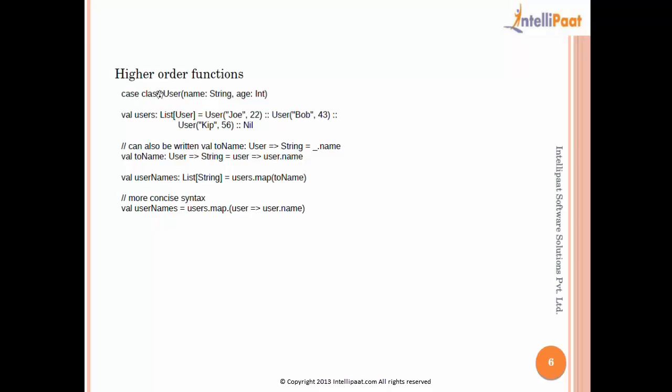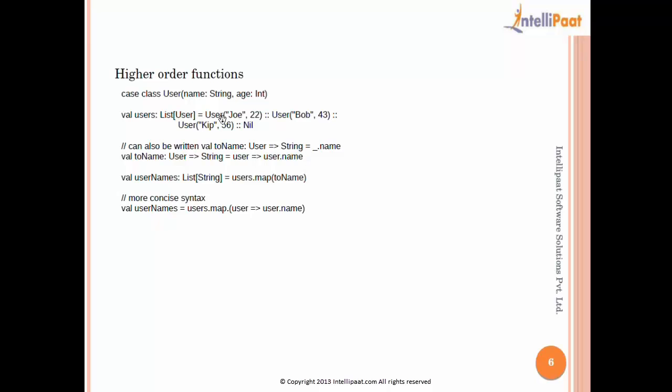So here we have a case class called user. Case class is very similar to your Java class. It's more like a final class in Java. So what happens is I can use this toName as a parameter in users.map. So for every user in this list of users, it's going to map the toName function. So what happens is this will generate a list of strings.